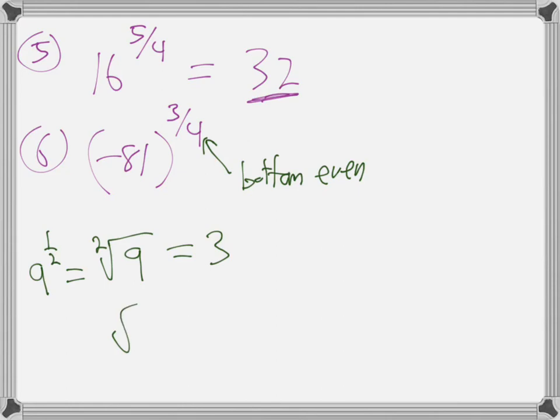Okay, so what's the square root of negative 9? You cannot do it, because no number times its very self is negative 9. What times itself is negative? Is negative 3 times negative 3 negative 9? No way. I'm sorry, two negatives is a positive.